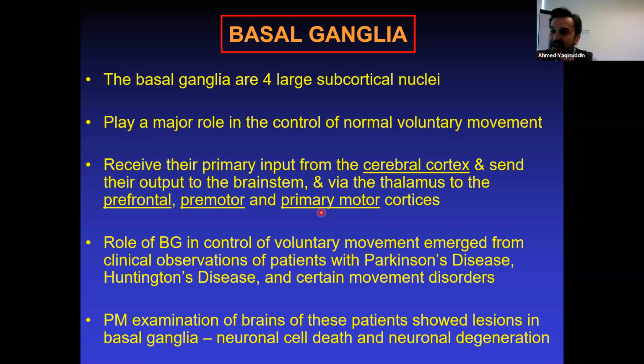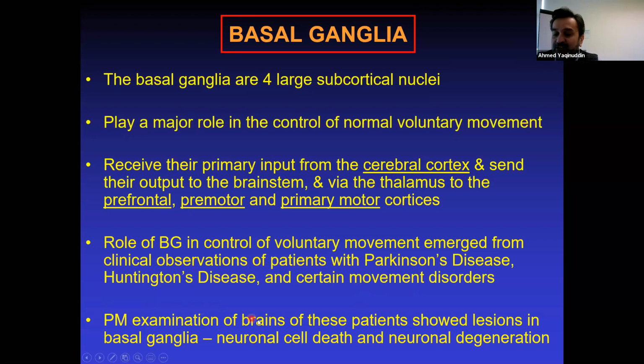So before starting any movement, the cortex needs to send information to the basal ganglia to stop the inhibitory discharge, which is going to the cortex continuously at rest. The role of the basal ganglia in control of voluntary movement emerged from the observations we have seen in Parkinson's disease, Huntington's disease, and certain other movement disorders. That's how we realized that because of the degeneration of neurons within this particular area, we are seeing these clinical findings. And that's how we came up with the function of the basal ganglia.